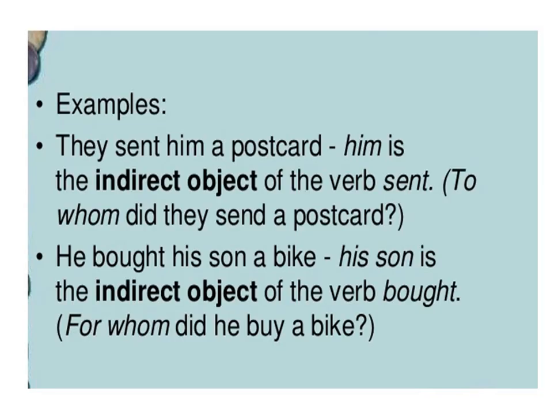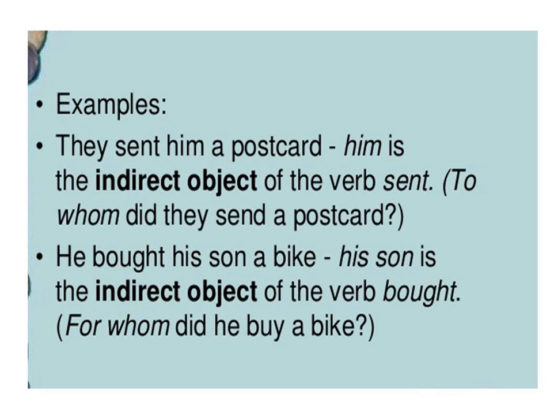Let's take an example. They sent him a postcard. So they sent him. The action is of sending. So they sent to whom? The answer is him. So him is the indirect object of the verb sent. To whom did they send a postcard? They sent a postcard. To whom?